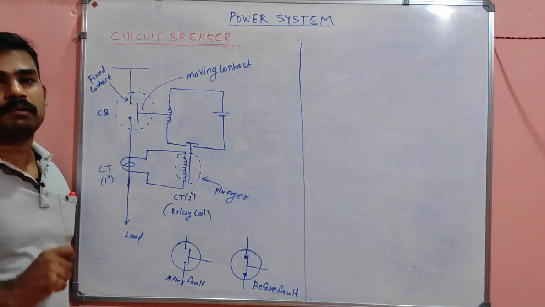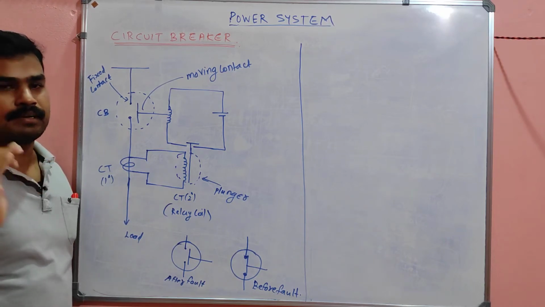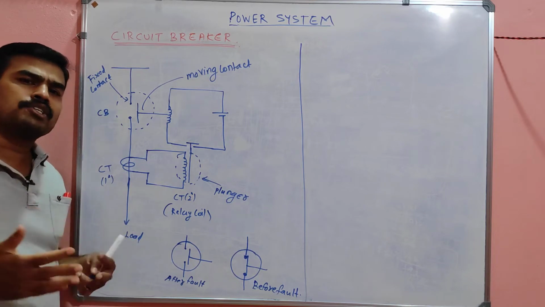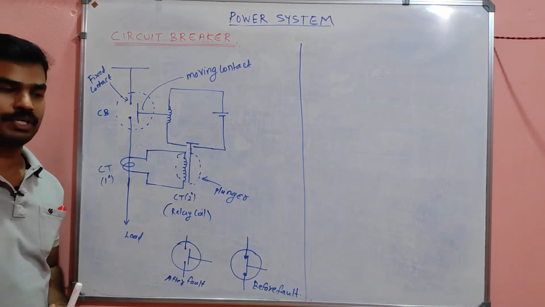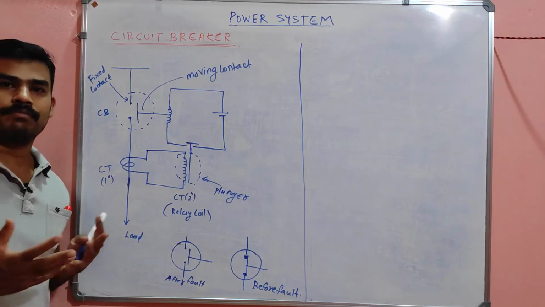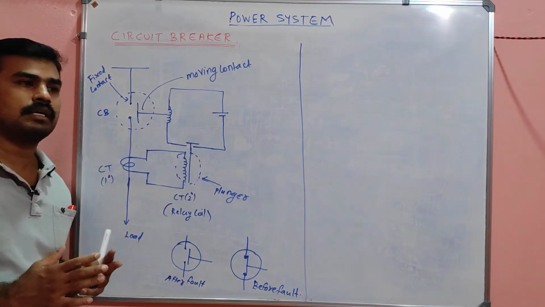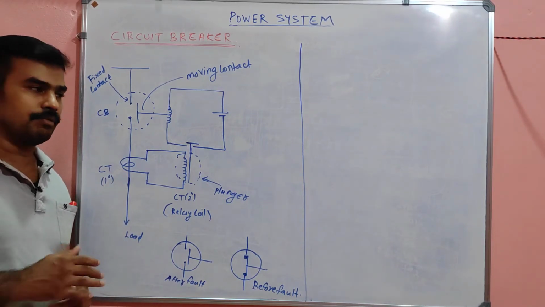As the name indicates, my dear, it breaks the circuit, that's all. The fuse also does the same function. Whenever some abnormal condition happens in the circuit, the fuse itself blows, right? That also breaks the circuit.